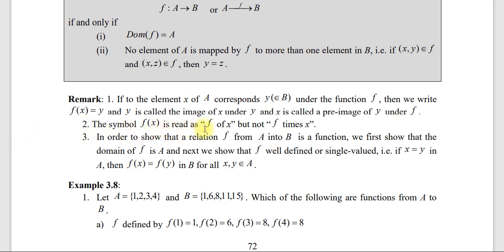Number 2: the symbol f(x) is read as "f of x", but not f times x. Third, in order to show that a relation f from A to B is a function, we first show that the domain of f is A, and next we show that f is well defined, or single valued. Therefore, if x equals y in A, then f(x) equals f(y) in B for all x, y elements of A. That means f(x) equals f(y) only if x equals y; otherwise f(x) is not equal to f(y). That is what this remark says.